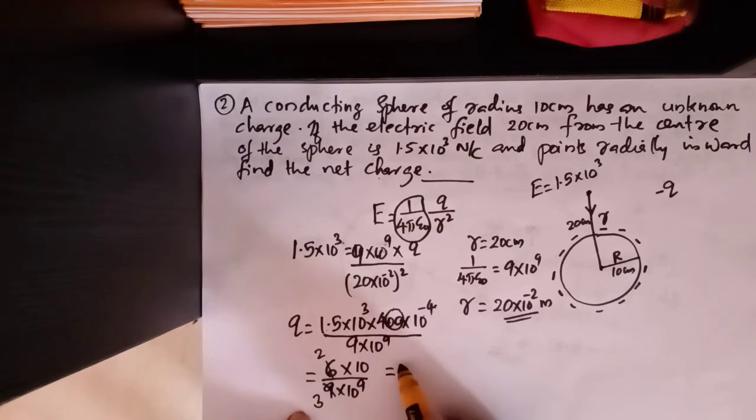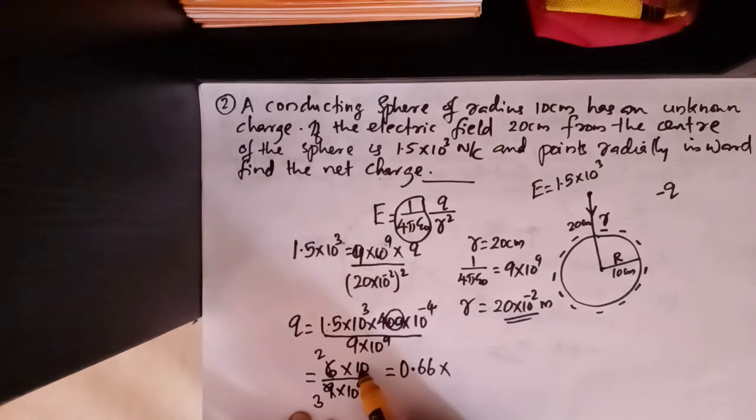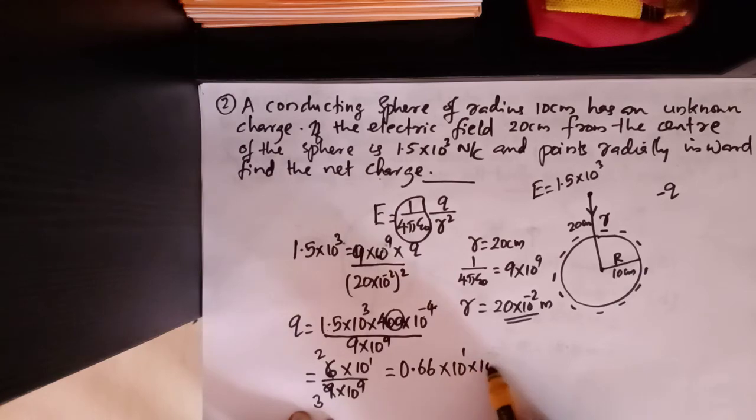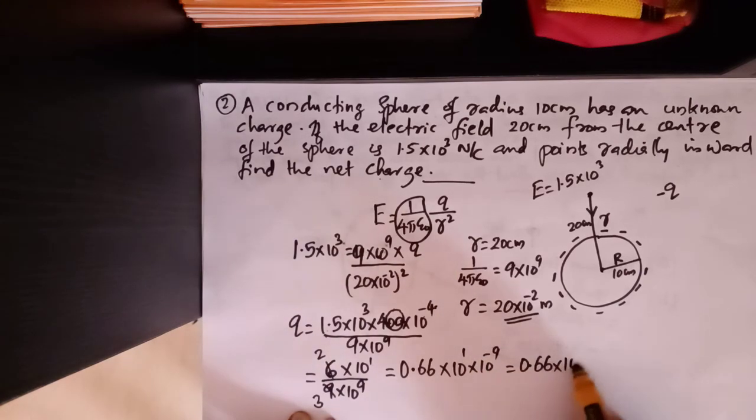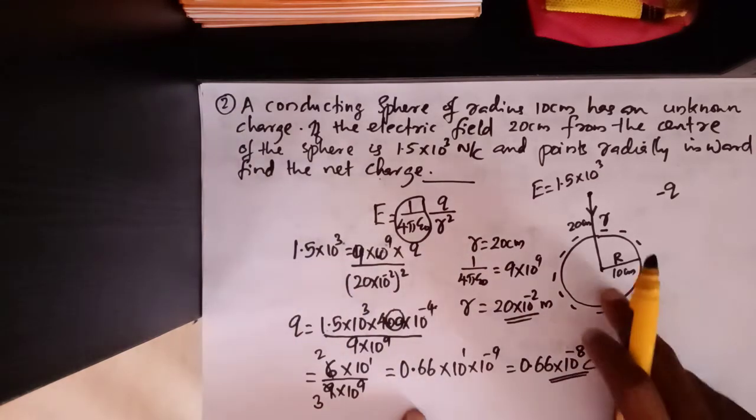2 by 3 means, when you divide, 0.66 into 10 raised to 1, and 10 raised to 9 goes down: 10 raised to 1 into 10 raised to minus 9. You will get 0.66 into 10 raised to minus 8 coulomb. This will be the charge. So this is the charge enclosed.